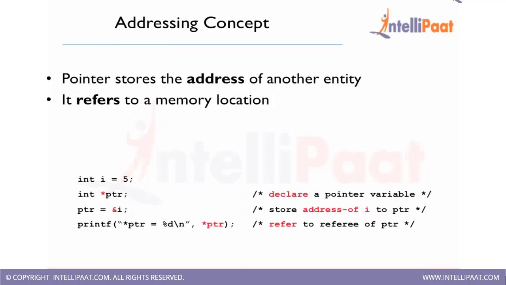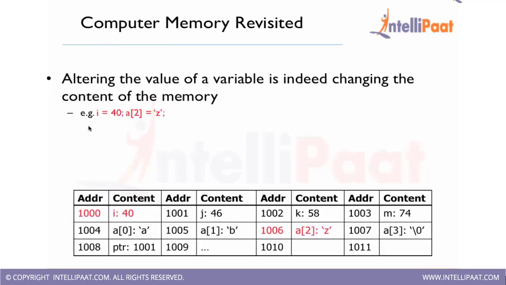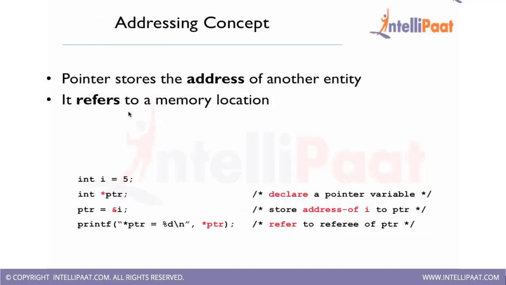A pointer stores the address of any entity. Suppose I have declared a variable I equal to 40, and I want to know where I is stored. I can declare a pointer for it, and the pointer will help me by giving me the address of I. Again, just to revisit, a pointer stores the address of any other entity. It refers to a memory location.